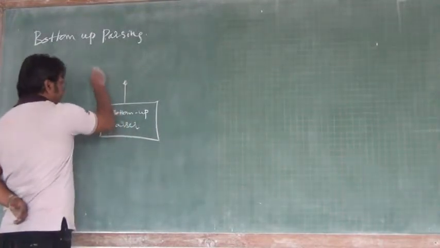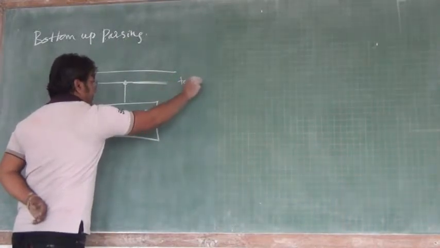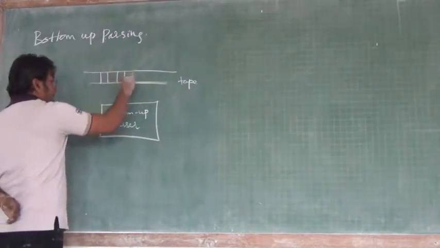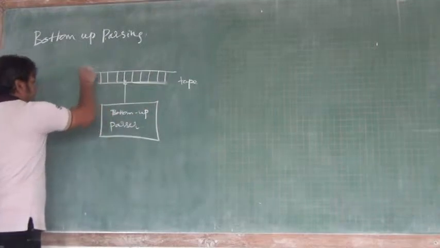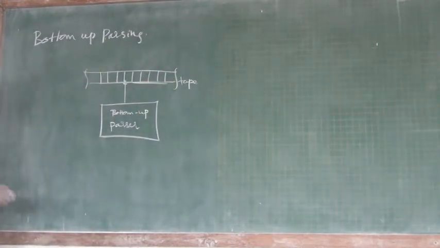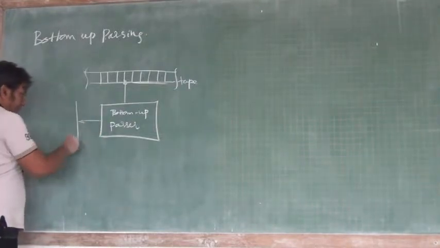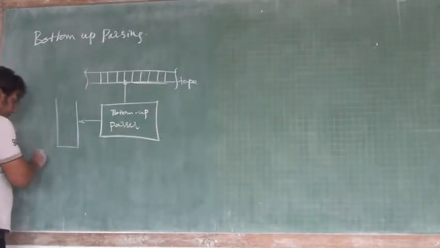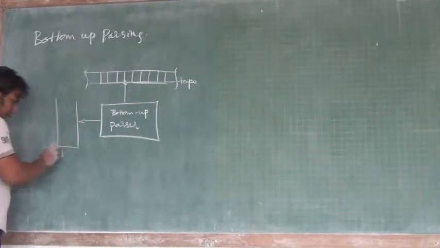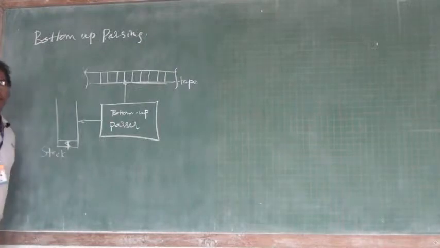is also having an input tape. The tape is divided into cells. It is having an infinite length. It is again connected to a stack, and the bottom of that stack is having a dollar.